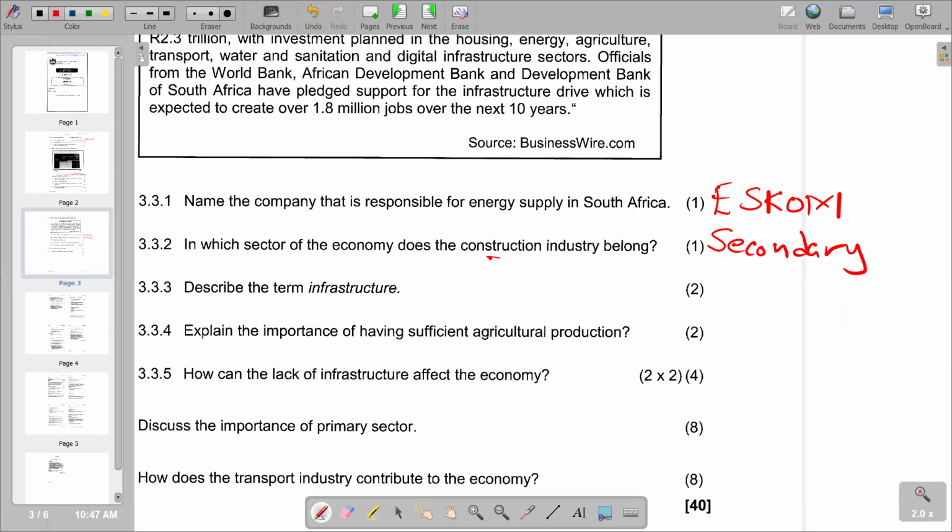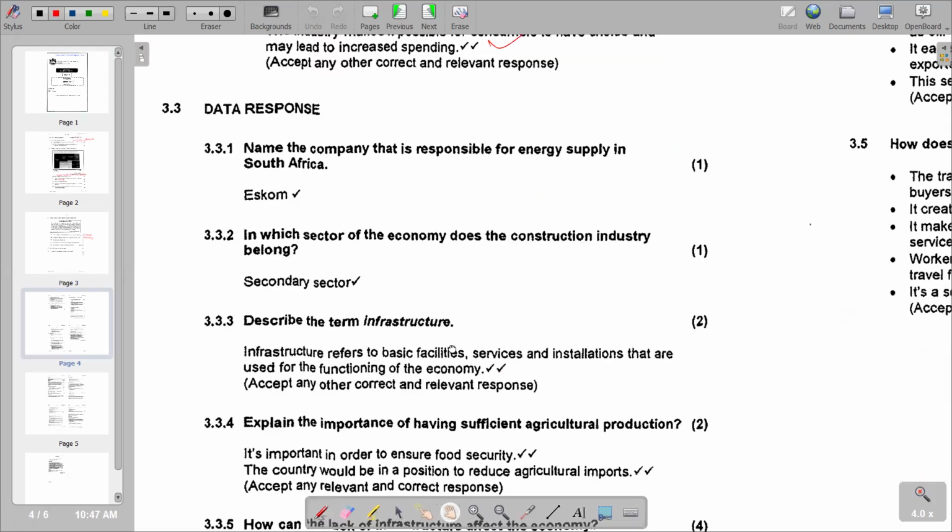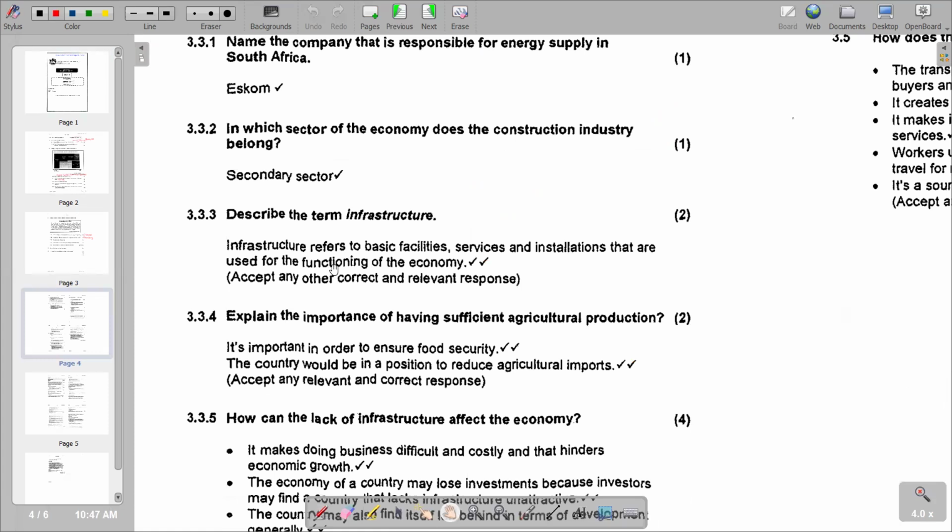But obviously, we have our explanation according to this video. So we go to 3.3.3 on our other section, to see what description we have. If you come here, you'll see that we have a description that we have built. Infrastructure refers to basic facilities, services, and installations that are used for the functioning of the economy. So that is the description that we have in terms of infrastructure.